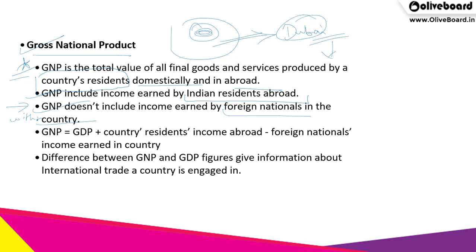Now this is not including. So GNP is GDP plus country's residents' income abroad minus foreign nationals' income earned in the country. So this formula you should remember. Difference in GNP and GDP figures.